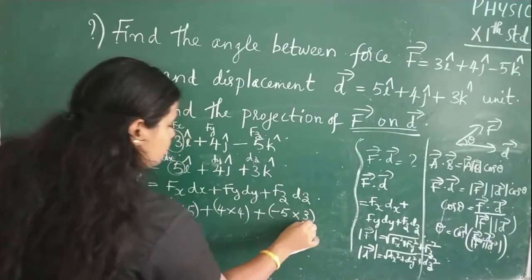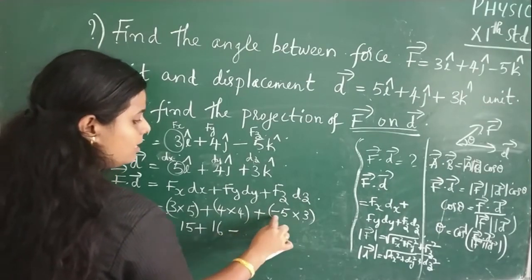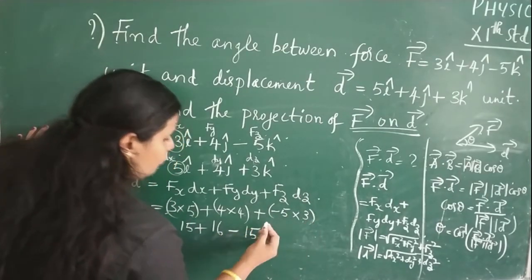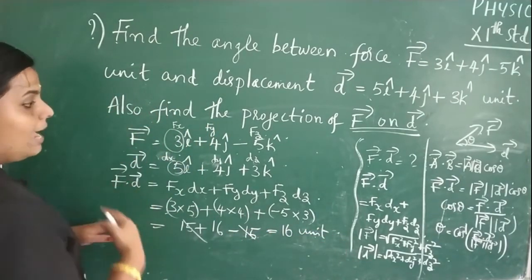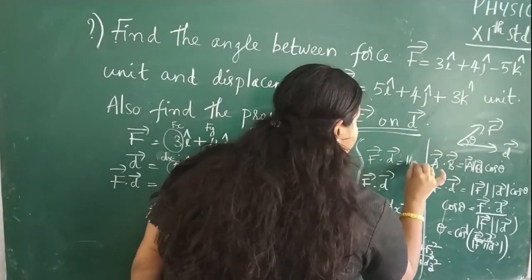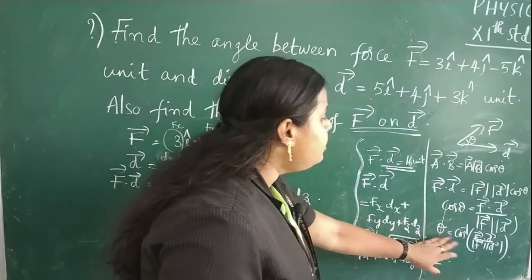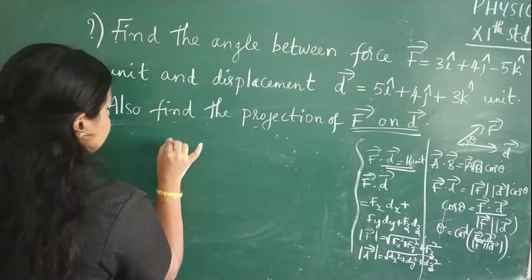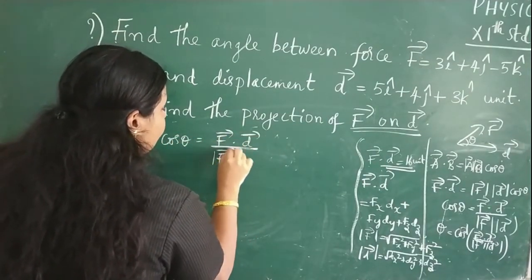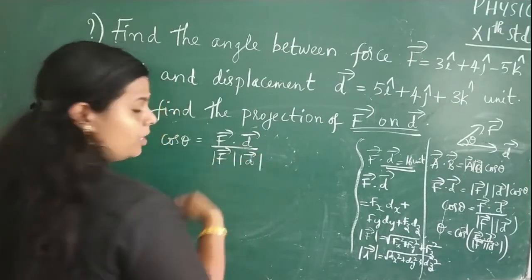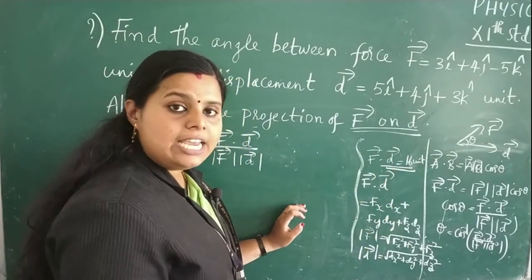That is 3. So the answer will be 3 into 5, 15 plus 4 into 4, 16 minus 5 into 3, that is 15. So the answer will be 16 unit. Okay, so what is f dot d? F dot d is equal to 16 unit. Okay, next we can find out the angle between these two vectors. So the angle between these two vectors cos theta is equal to f dot d divided by modulus of f into modulus of d. Okay, so here in this expression we have to substitute for f dot d that we have, that is 16 units.